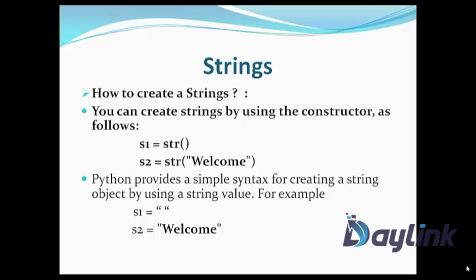In another way, Python provides a simple syntax for creating a string object by using a string value. For example, s1 is a blank string and s2 is equal to 'welcome'. A string object is immutable. Once it is created, its contents cannot be changed. To optimize performance, Python uses one object for strings that have the same content.